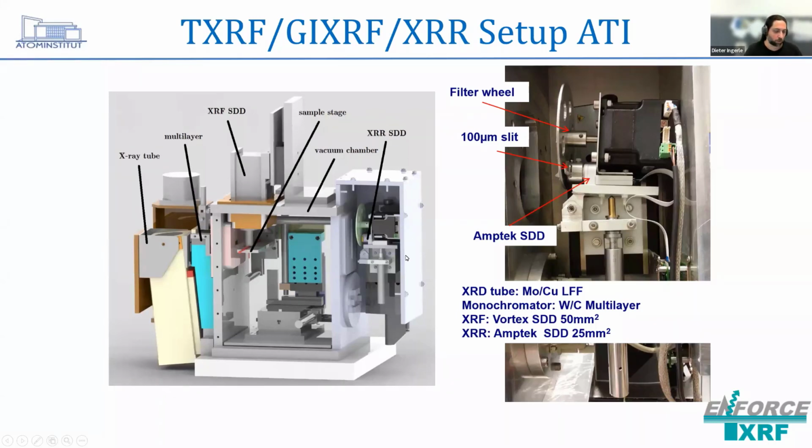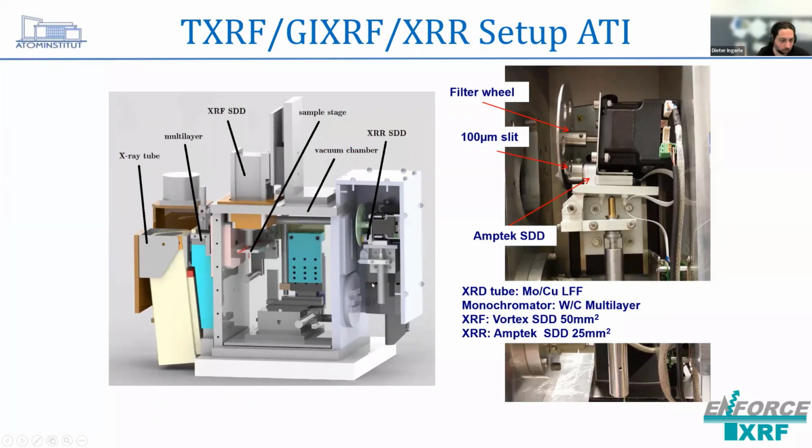Otherwise, it may be interesting that we also use an SDD for the reflectivity detector, with a filter wheel, of course, to dampen the intensity at the low angle range. Because as I said, there are several orders of magnitude to detect, and in the primary beam the intensity is much too high even for an SDD. So we have to use absorbers to reduce the intensity at lower angles.